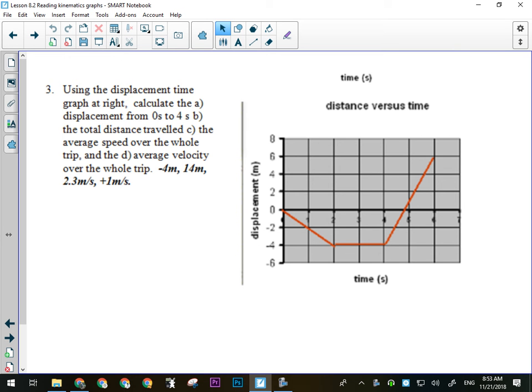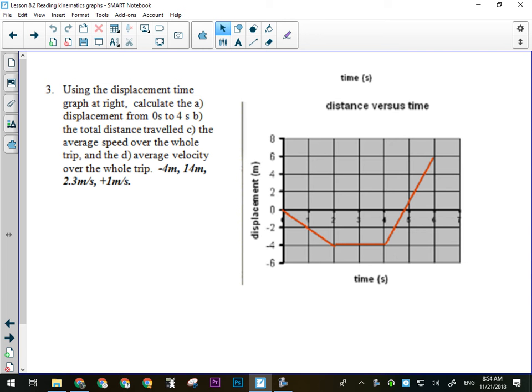All right, so for question number 3, a couple things to remember. First off, position versus time graph. Things I can get off a position-time graph: position and time. I can calculate displacement because I can see all the positions. I can calculate distance because I can see all the positions. And I can calculate velocity because that's position divided by time. Those are the things that I can get off of this graph.